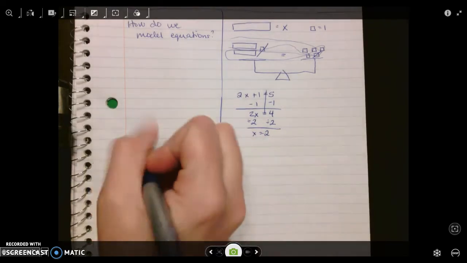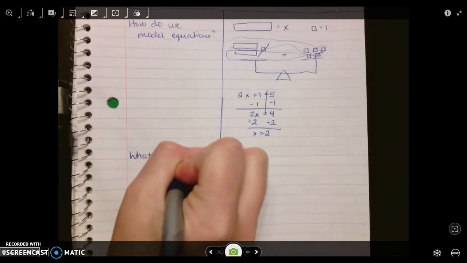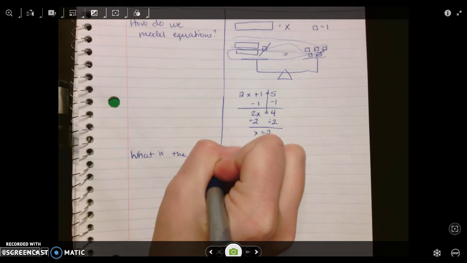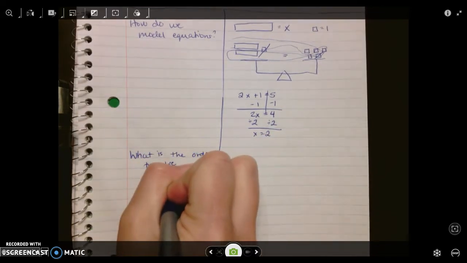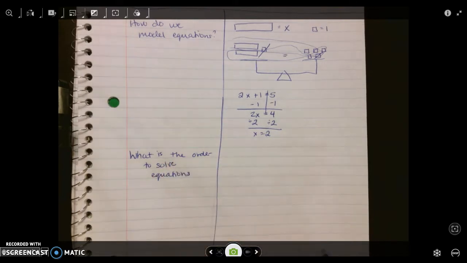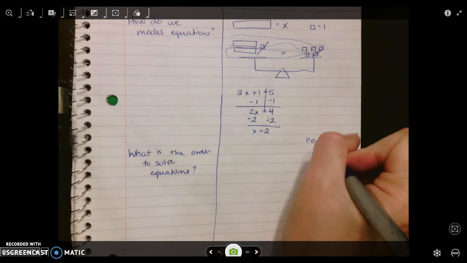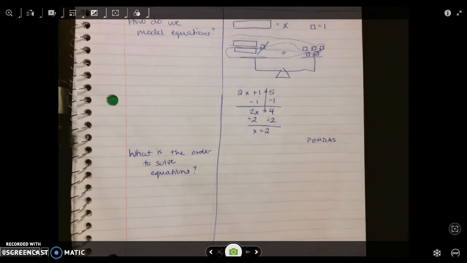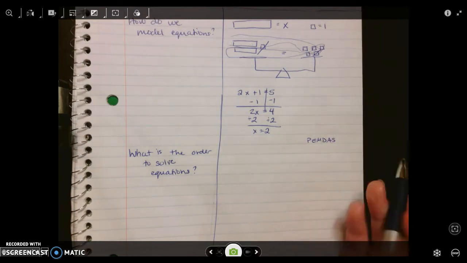So, what is the order to solve equations? Now, I really am not a big fan of it. However, this is something that can easily help some students. Maybe they remember from elementary school PEMDAS. That was a way to teach the order of operations. So you first do your parentheses and your exponents, then you do your multiplication, division, then your addition, subtraction.